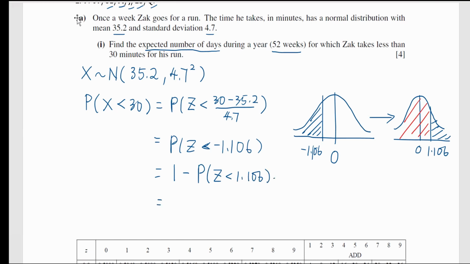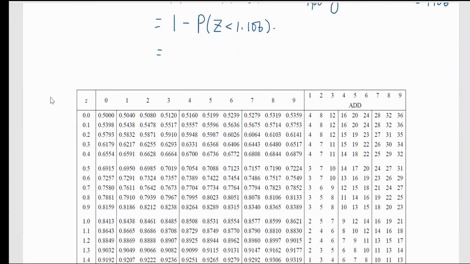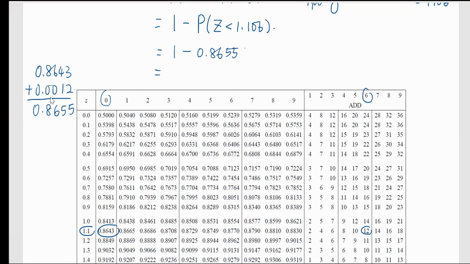Okay, so let's see the probability. 1.1, 0, and 6. Z-score 6. This is 0.8643 plus 0.0012, because this has 2 digits, and hence the probability is 0.8655. So this is what we want: 1 minus 0.8655. That will be the probability, 0.1345.